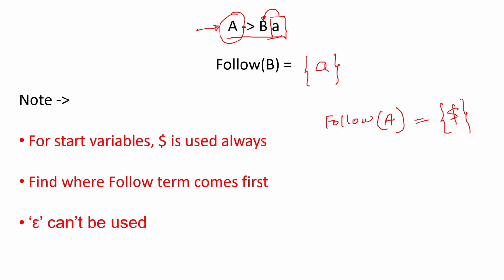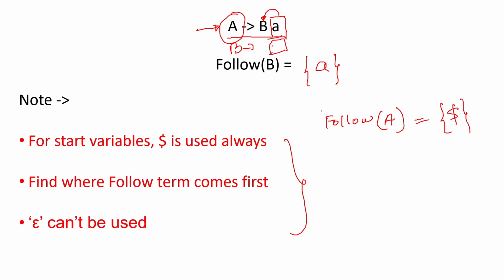Now if we are told to find a follow, then we have to search where that term comes first. Let's say we have multiple grammars here, B equal to something. So if we have multiple grammars, we have to find the follow term where it came in all these grammars. We will see in the next examples. Another thing is epsilon can't be used. We have used epsilon in our first functions, but epsilon can't be used in follow functions. These three things we have to remember always.